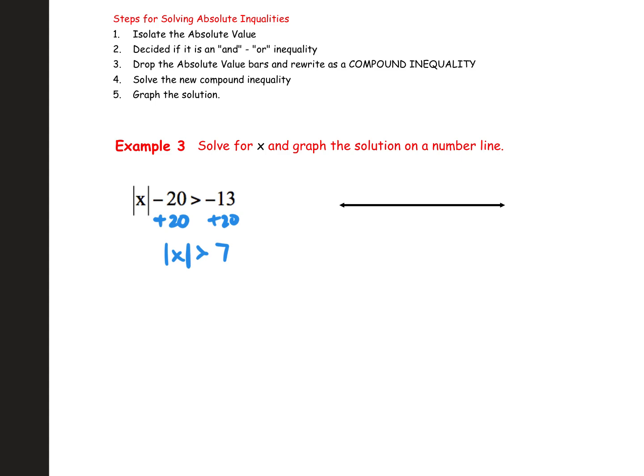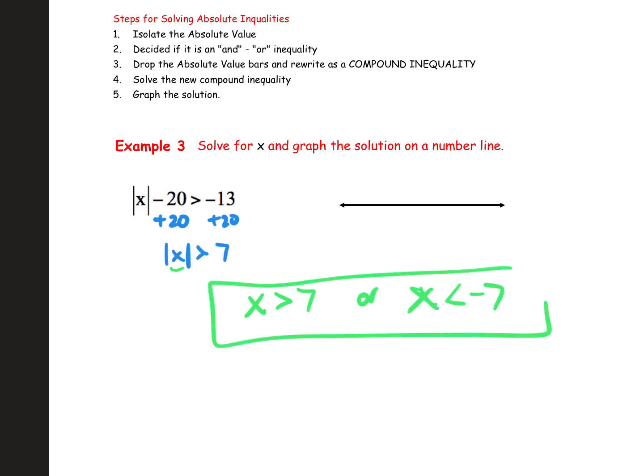Step 3, rewrite it. So I'm going to again take what's on the inside. It is greater than 7, or take what's on the inside, and it is less than the opposite, negative 7. So if I have that now, it's already solved for me in this case. So I got negative 7, positive 7. X is greater than positive 7, or x is less than negative 7.